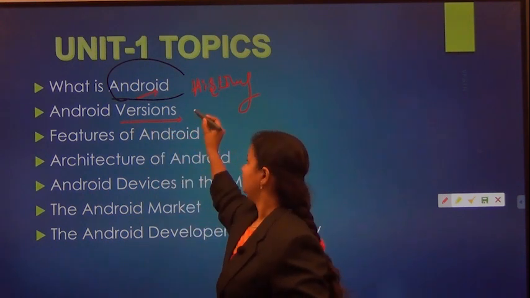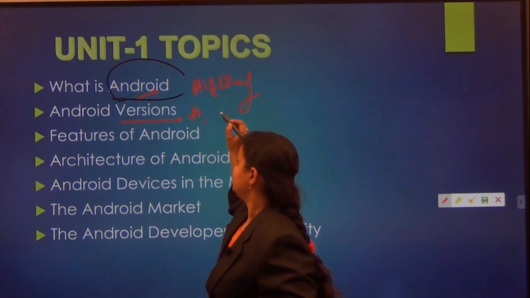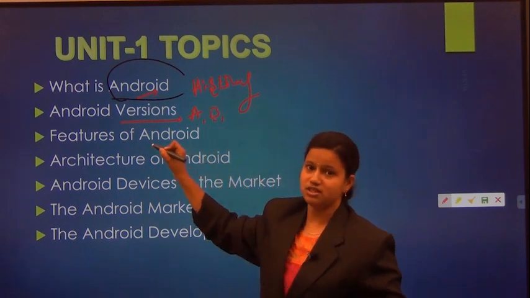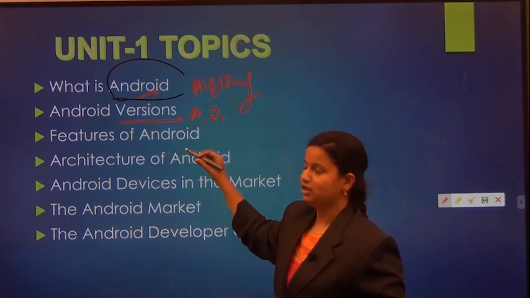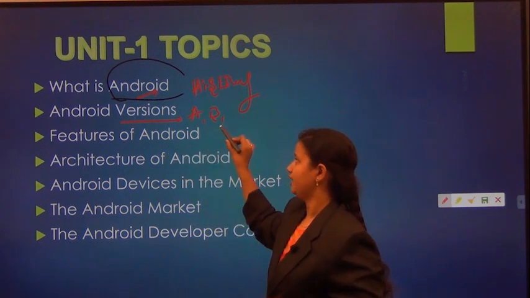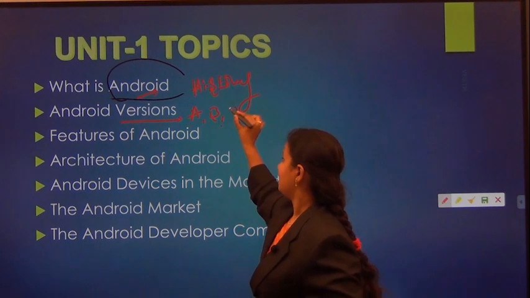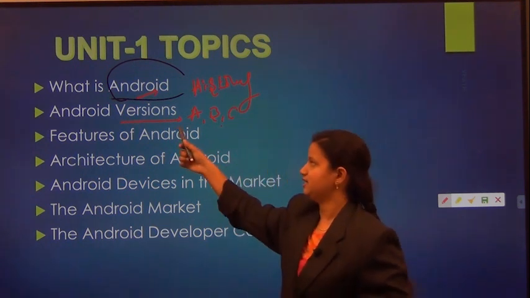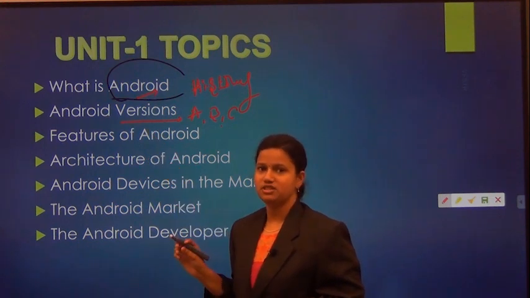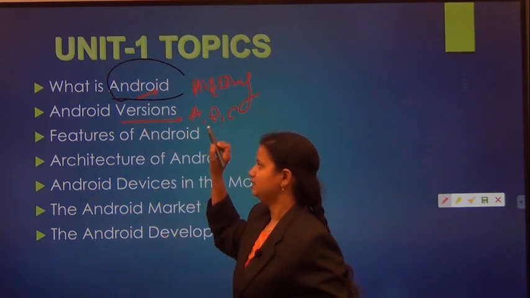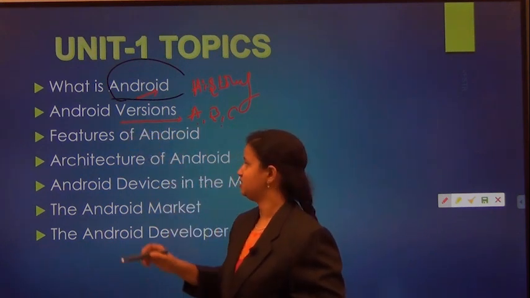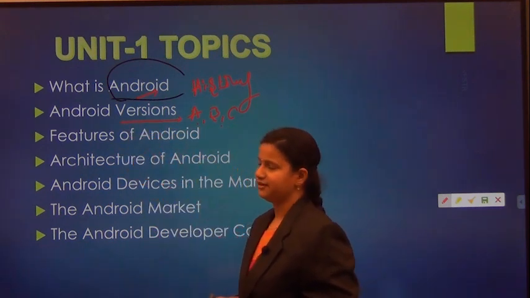So the letters start with A, B, C. Each and every version name will be in alphabetical order. The first version is alpha and next one is beta and cupcake. In this way, when you are observing the version names, each and everything starts with an alphabetical character. So that is to be discussed in the Android versions and features of Android.